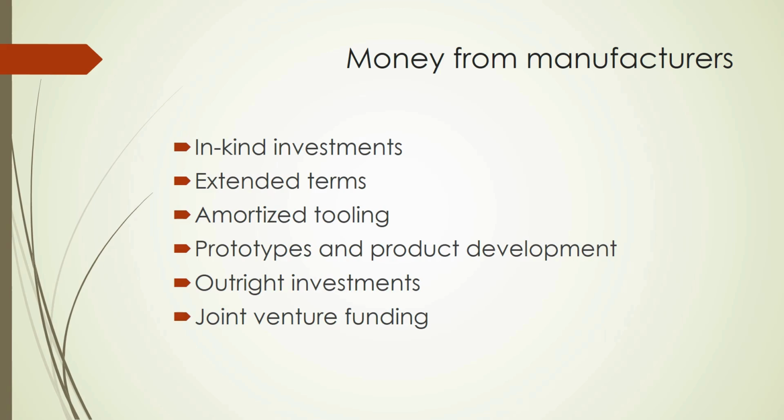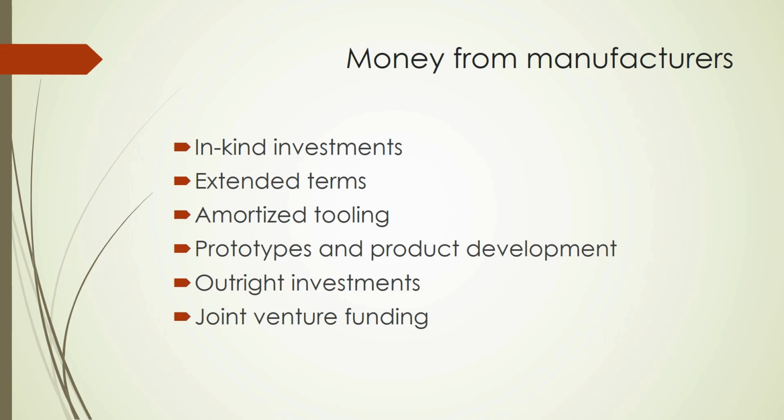Money from manufacturers. Well, in-kind investments: this is when a manufacturer does work for you but doesn't charge you, or charges you much less than he normally would. So if a manufacturer wants your business, they're working with you on your product, and they make your prototype for you and don't charge you, that would be considered an in-kind investment. Extended terms. Normally, when you place an order with the manufacturer, you might have to give a 50% down payment and 50% 30 days after the product's complete. Well, this is sort of onerous for a lot of inventors, so if they extend terms and say you don't have to pay till 90 days after you get the products, that's really an investment from the manufacturer.